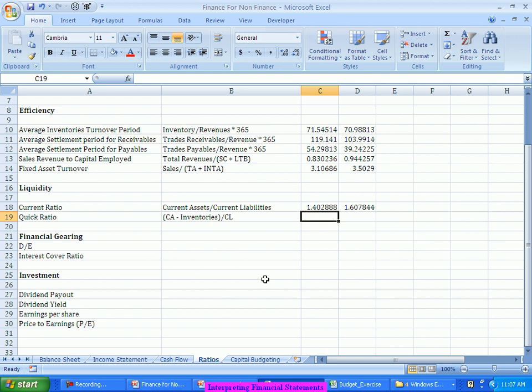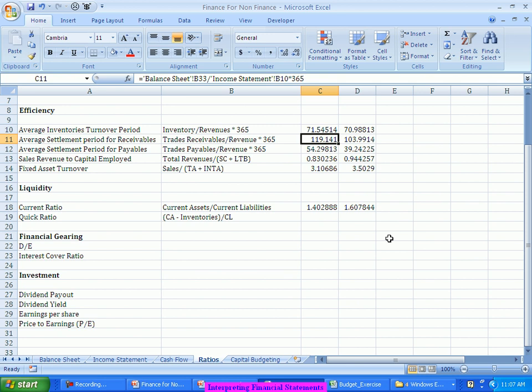Right? Probably if you see here, inventories are taking almost 71 days to get converted into sales. After sales to get cash, another 119 days. So, for the inventory to give you cash, it's almost 190 days. You are getting the cash out of your inventory almost after 190 days.